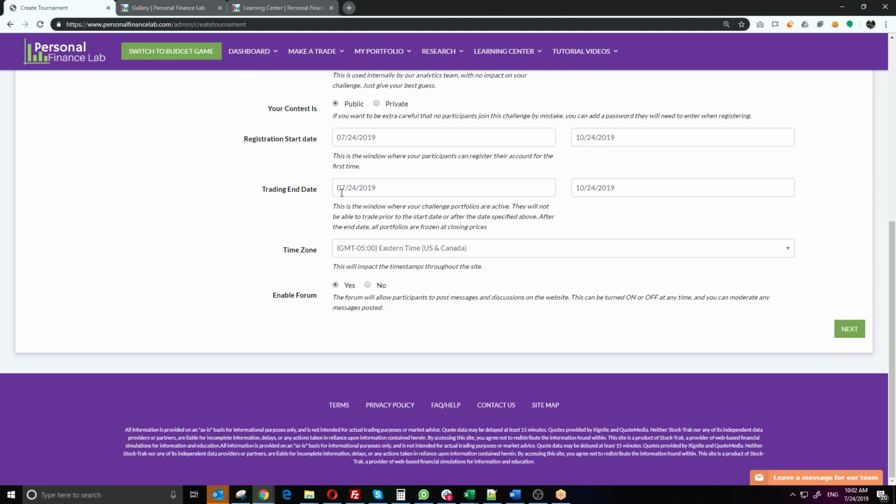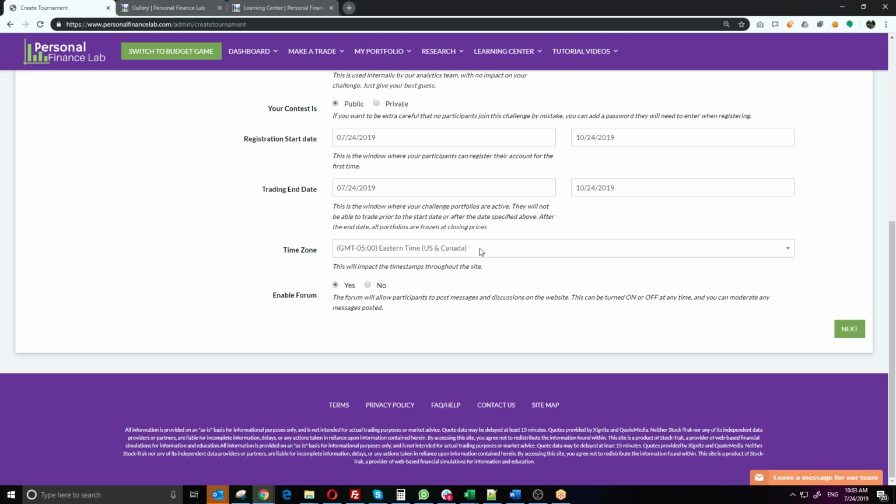Trading dates, so this is when the portfolios are active in the stock game. They will be able to make trades after this date, and then after the end date, we actually freeze their portfolios in time. So they don't need to sell everything off. It's just on the last day. If they come in after the end date, it's going to look exactly like it did at 4 p.m. on the last trading day.